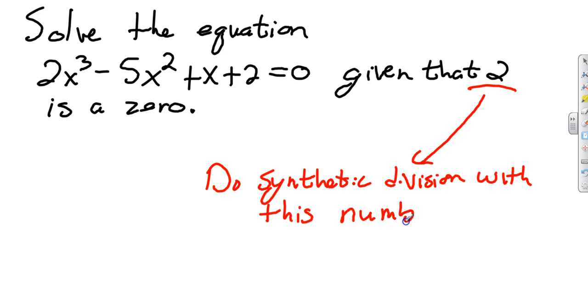With that number. And that's really what they're saying. And it's going back to the whole thing that this thing is a 0, which basically means it gives you a 0 remainder, which means it's an answer, it's a solution.